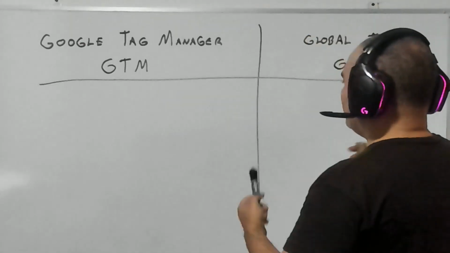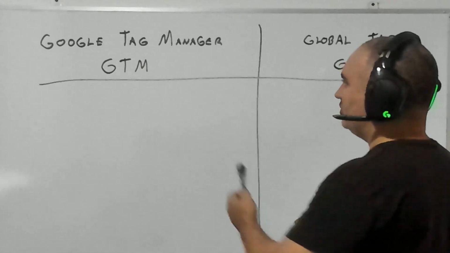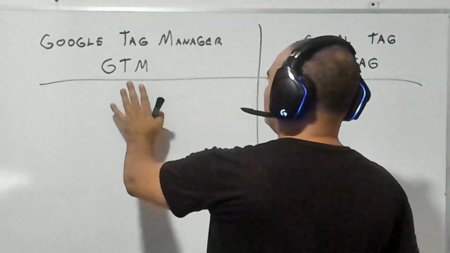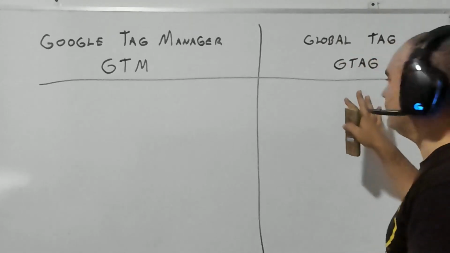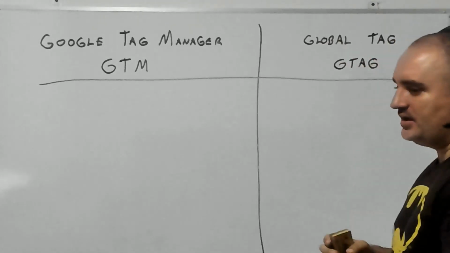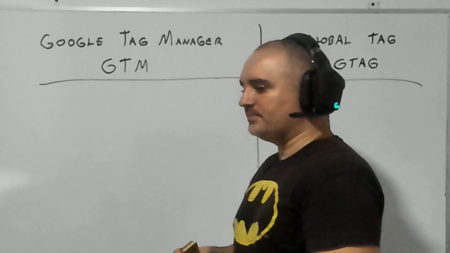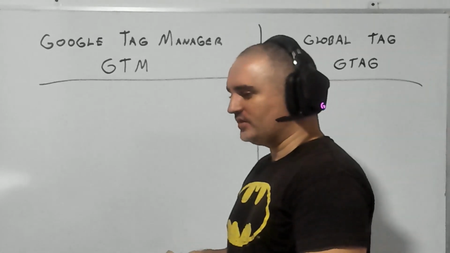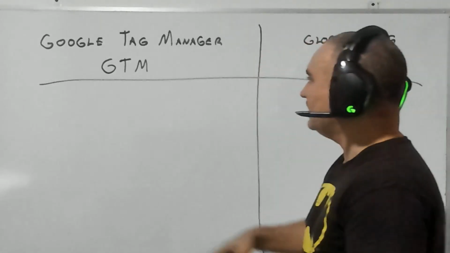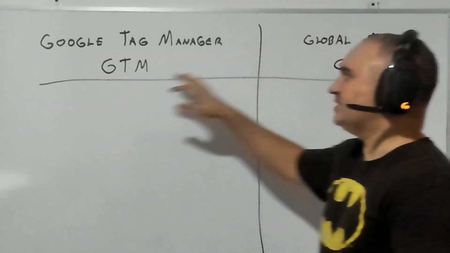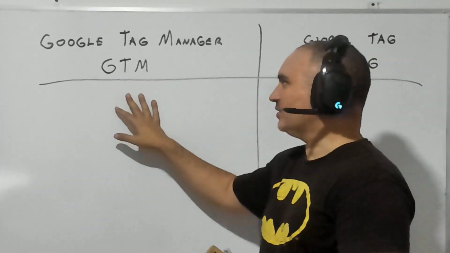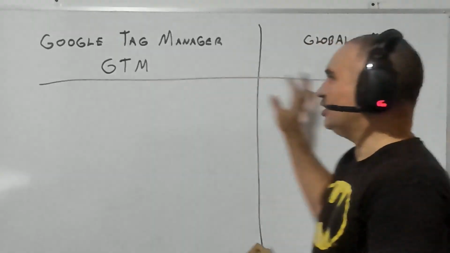So the question was, in which cases do I need to use Google Tag Manager, which is GTM, and in which cases do I need to use Global Tag, or GTAG? It's a little bit complex, I would say, the answer there. GTM can actually replace GTAG, it can include GTAG in the Google Analytics part. So this can actually cover this.